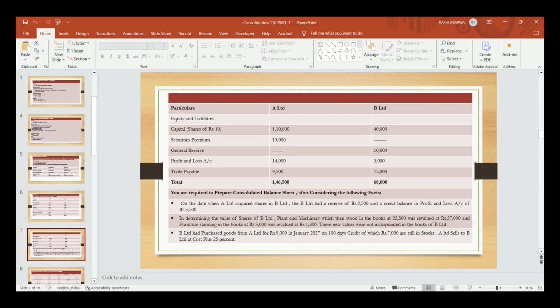B Limited had purchased goods from A Limited for rupees 9,000 in January 2027 on 100 days credit, of which 7,000 are still in stock. A Limited sells to B Limited at cost plus 25%.